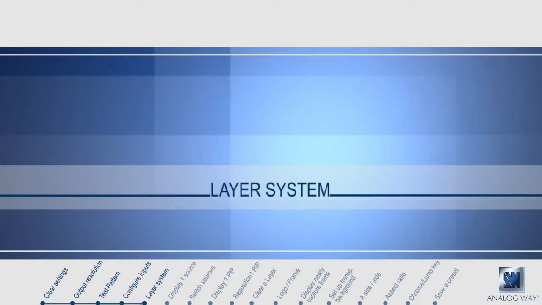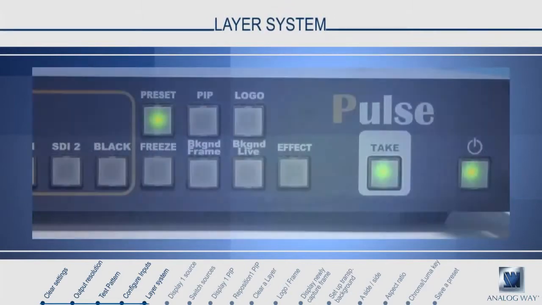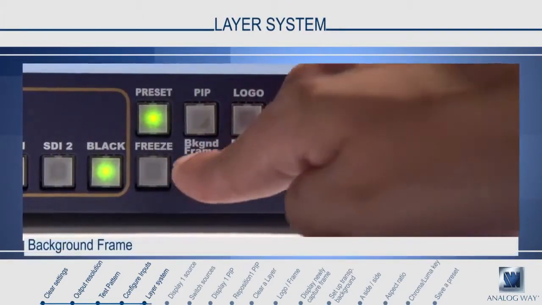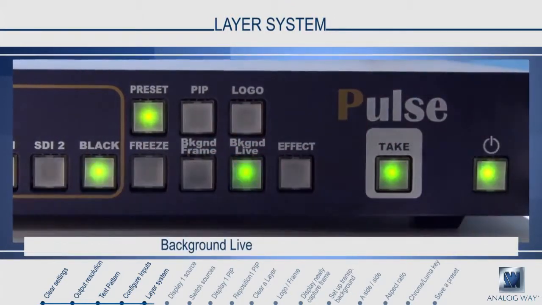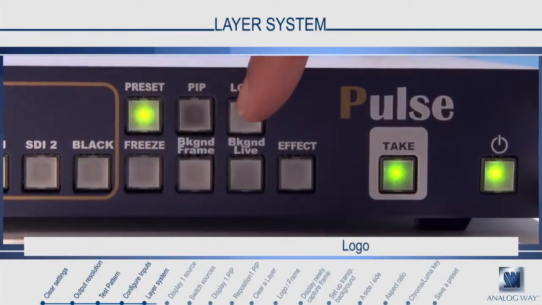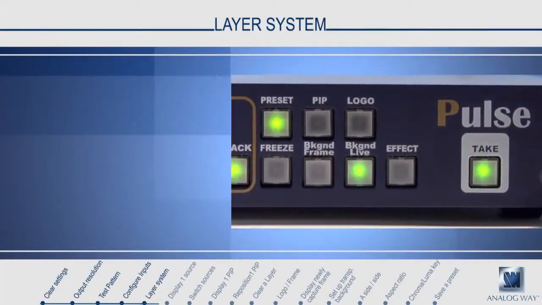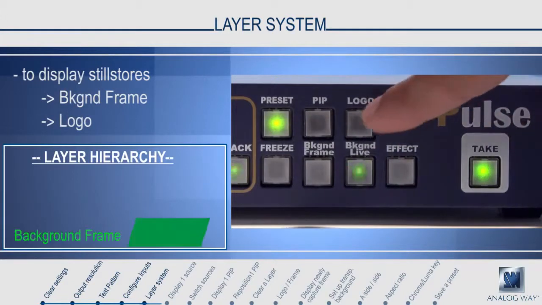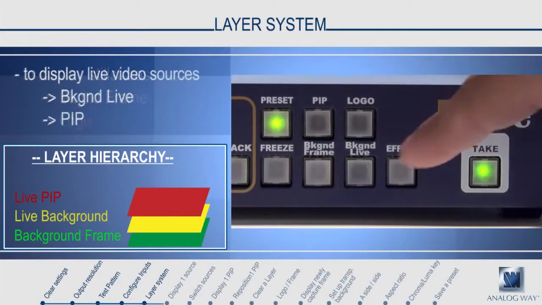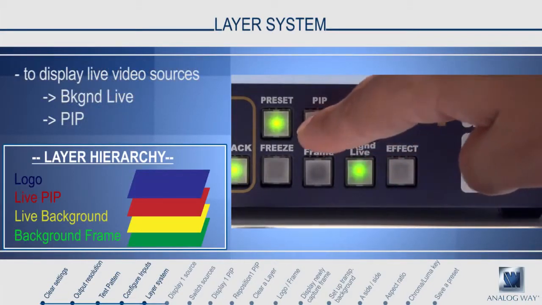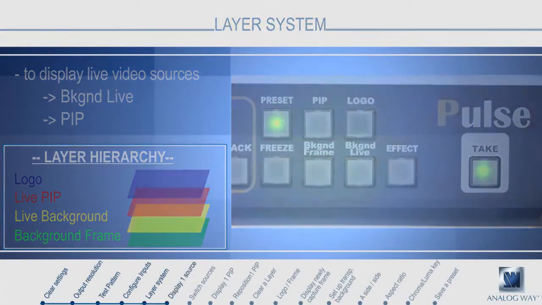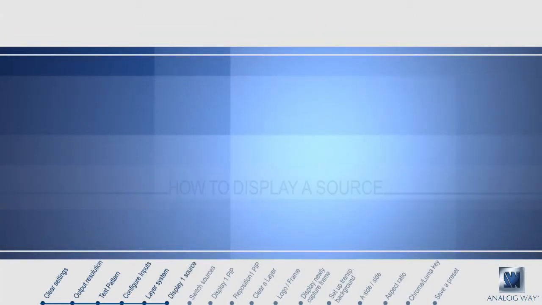The layer system. The Pulse has an intuitive layer system which features 4 layers. Background frame and logo can display still stores. Background live and PIP layers are used to display live video sources. The background frame layer is the bottom layer. On top of this, the background live and PIP layers, and on top of this, the logo layer. To see a layer beneath, make sure you have cleared or moved aside the layers above.